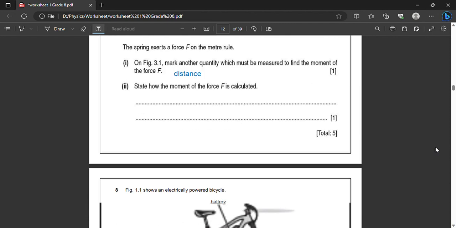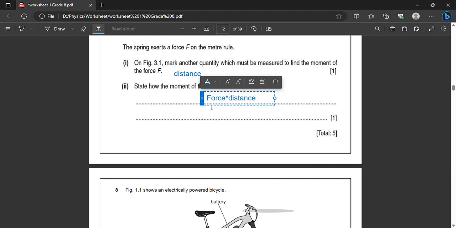Then the next thing, they are now asking how the moment of the force F is calculated. So you just multiply. I'm just writing the formula, you can explain it in your own words after that. So you can just multiply the force times distance.